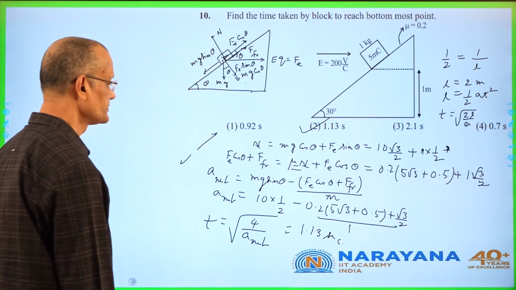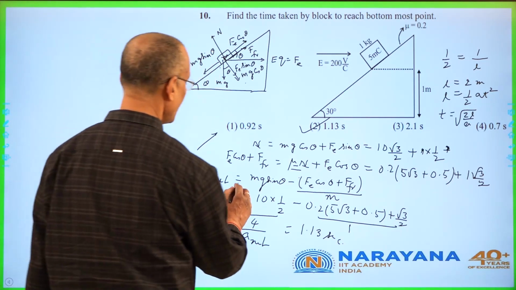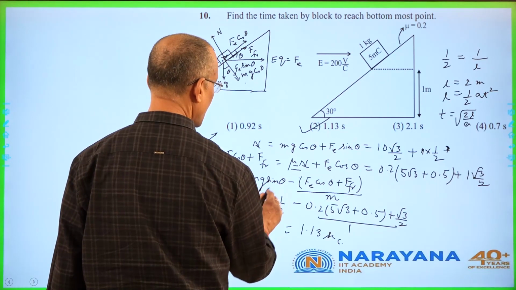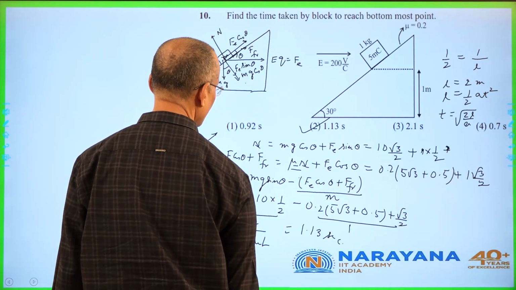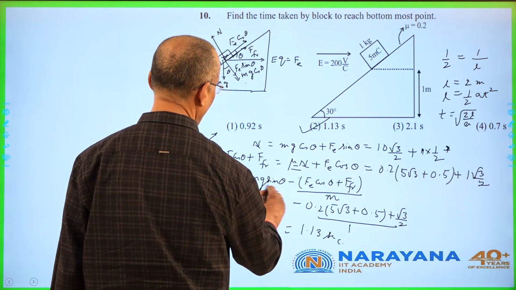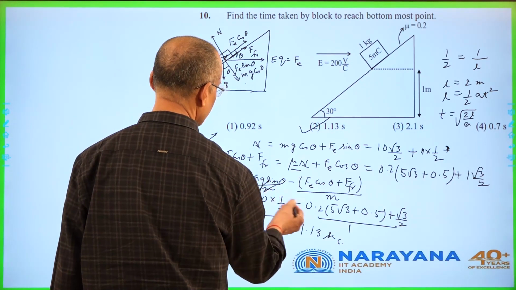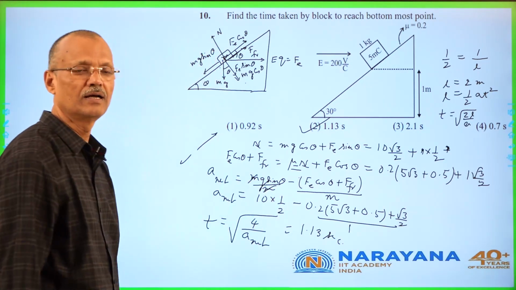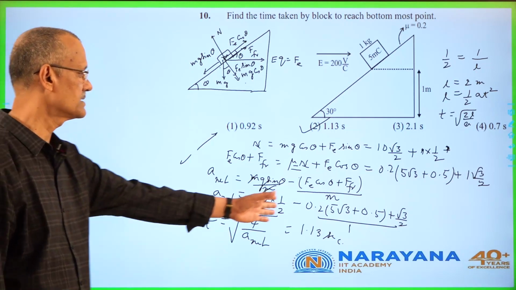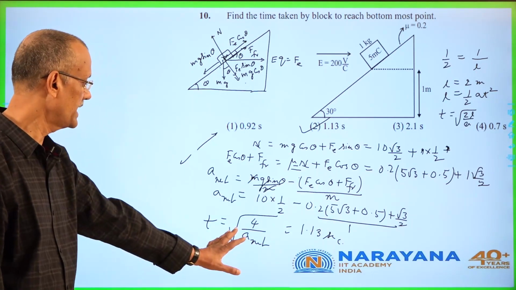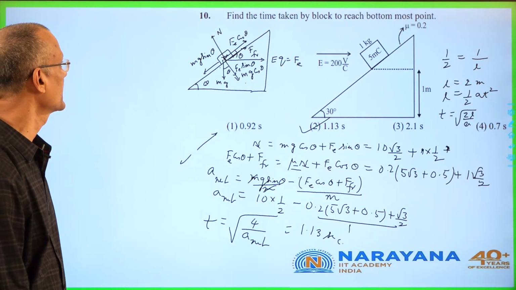Right now, here mg sin theta by m is 1, so you can leave it by m. This m you have cancelled, g sin theta directly, 5. It will be 5 minus this; you will calculate this, and you will get 1.13 second.